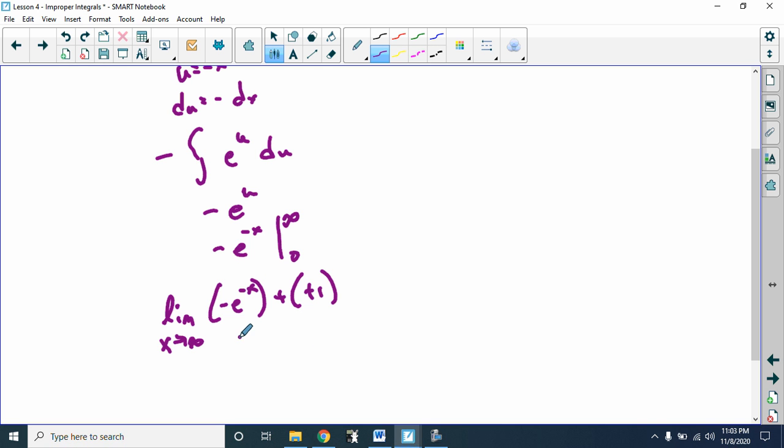E to the negative x, I'd move it down to the bottom. And this one's not really a polynomial over a polynomial, so you can't really use the degree rule. But again, think about if I plug in infinity here, I have e to the infinity on the bottom. I have something infinitely big. 1 divided by that goes to 0, plus 1. The area under that curve is 1.